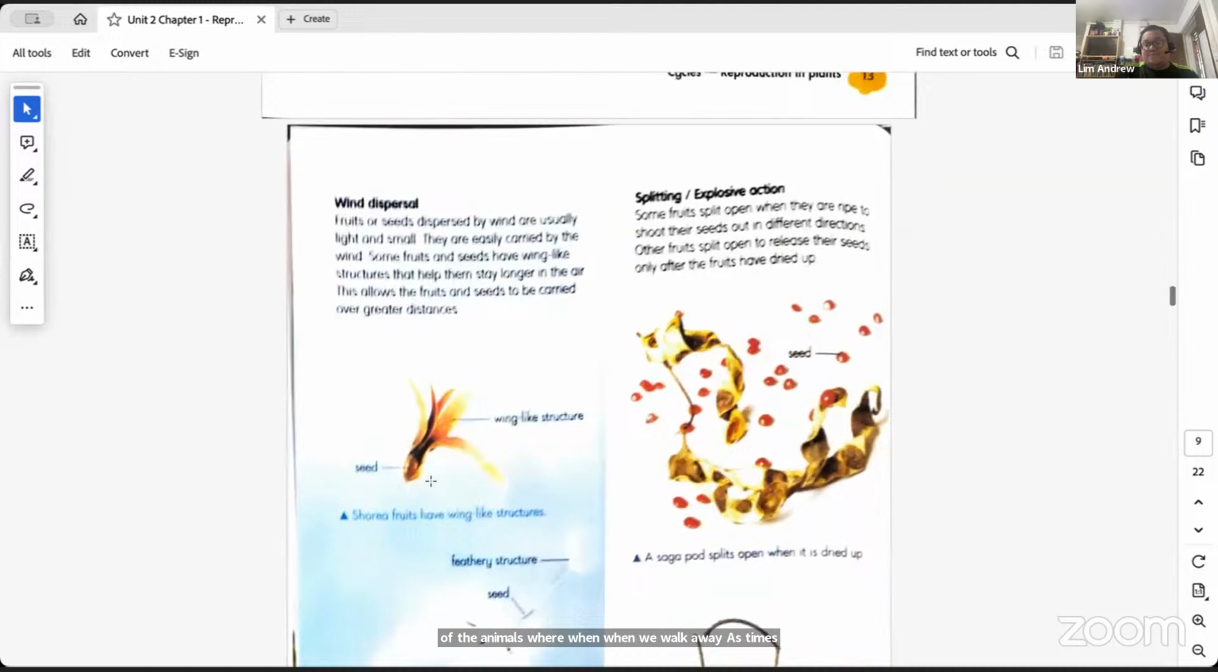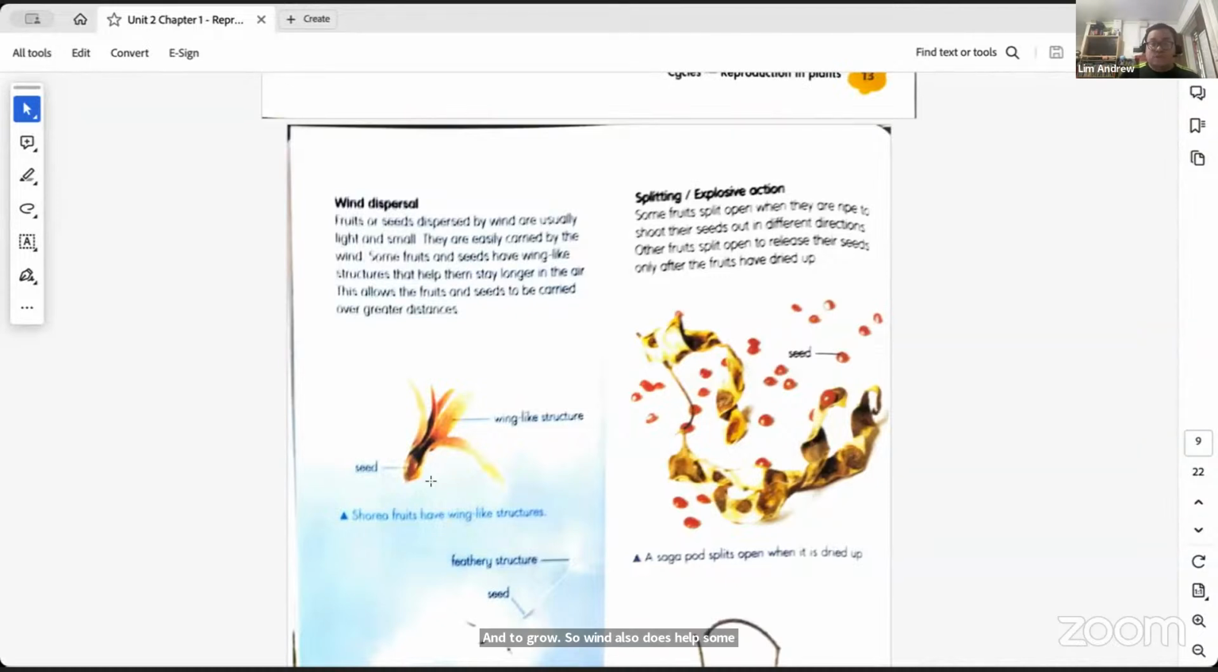Next up, wind. We've seen animal, we've seen water. How does wind help? Some plants make use of wind. Why? Because their seeds are so light and small that they're easily carried by the wind, and the wind will blow them to a new location to grow. So wind also does help some plants to disperse their seeds as well.